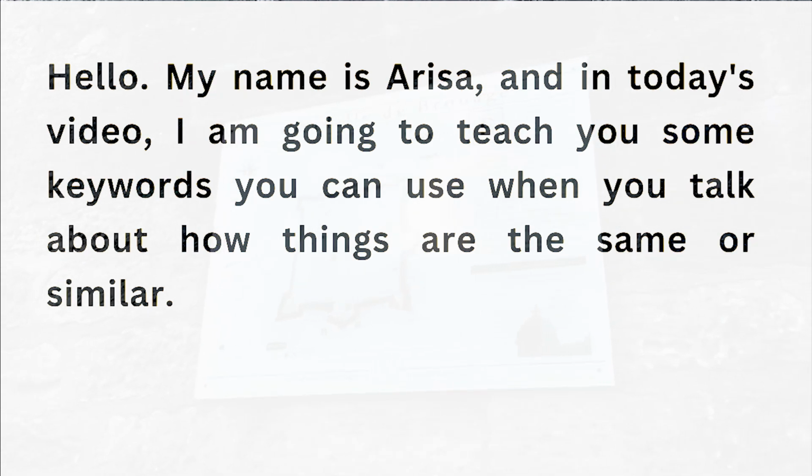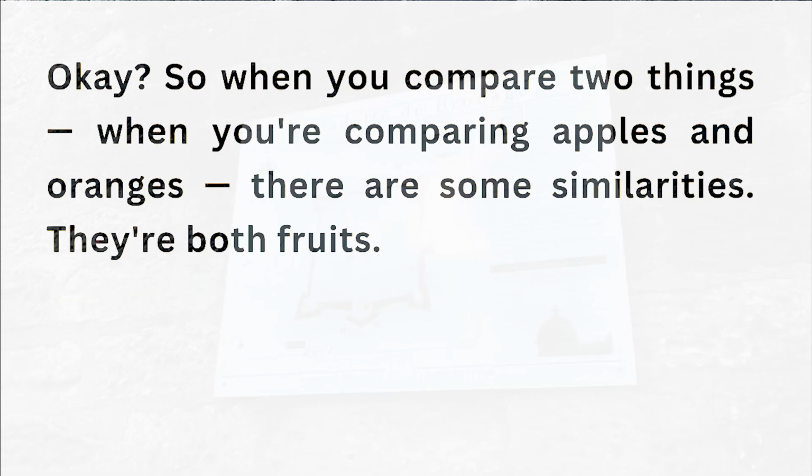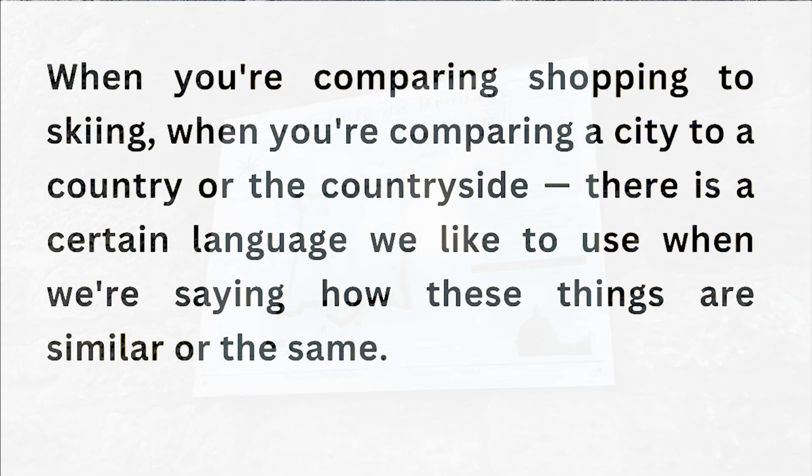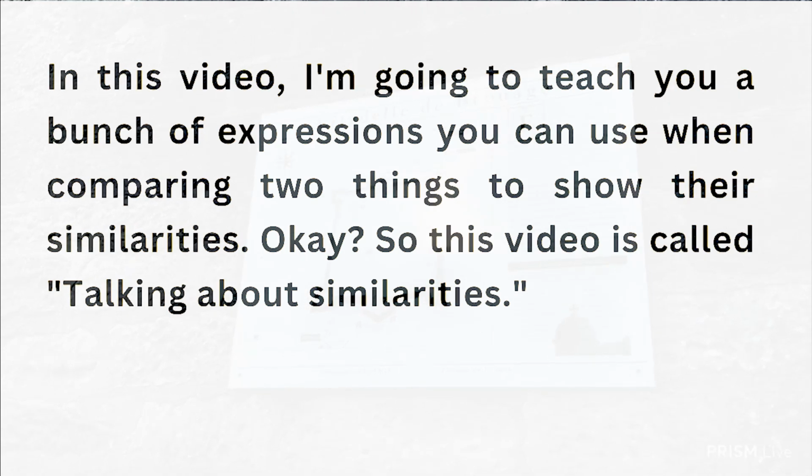I am going to teach you some keywords you can use when you talk about how things are the same or similar. Okay? So when you compare two things, when you're comparing apples and oranges, there are some similarities. They're both fruits. When you're comparing shopping to skiing, or a city to a country or the countryside, there is a certain language we like to use when we're saying how these things are similar or the same. In this video, I'm going to teach you a bunch of expressions you can use when comparing two things to show their similarities. Okay? So this video is called Talking About Similarities.